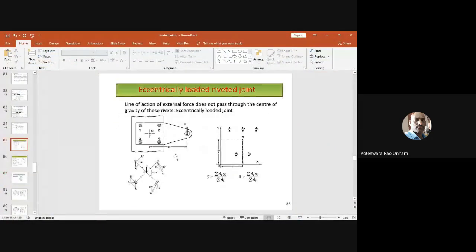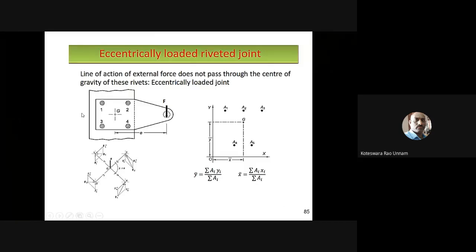Okay, so in the previous class, we discussed how we can design an eccentrically loaded riveted joint. So the basic procedure to solve the problems is this. First, you need to compute the center of gravity of the rivet system. To compute that, the formulas are x bar.